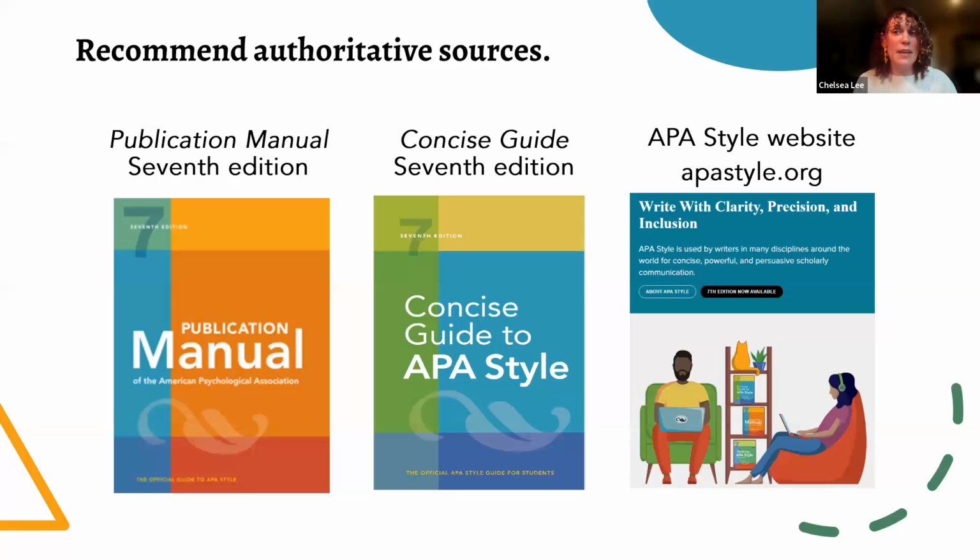The Concise Guide to APA Style includes a subset of content from the publication manual and is specifically geared towards students. So it doesn't talk about getting your paper published, because you're not publishing a paper if you're in an entry-level class writing a response paper. And then we really recommend the APA Style website, which you can reach at apastyle.org. Tons of our guidelines are available on the website for free, and you can use the search bar to search for the thing that you're looking for, which makes it really easy to find.